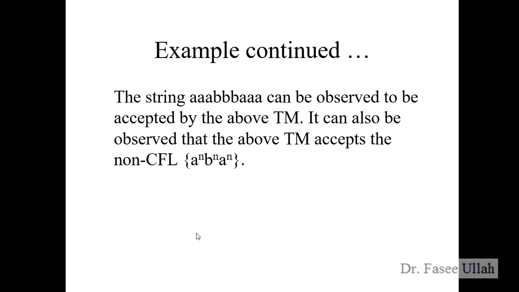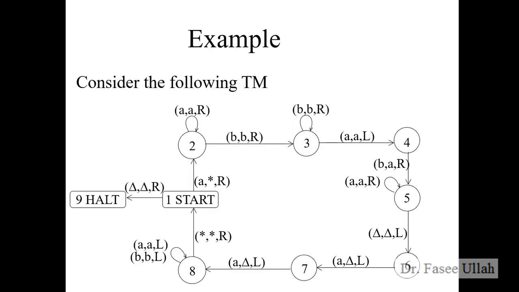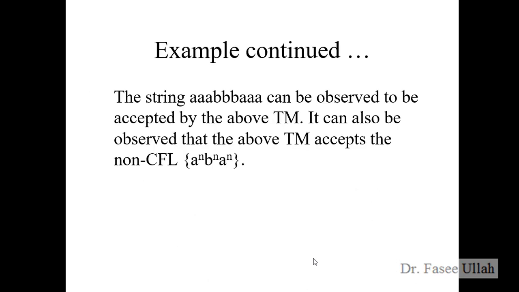The string AAABBBAAA can be observed to be accepted by the above machine. It is actually printing 3 times A, 3 times B, and 3 times A. It can also be seen that the expression for the above Turing machine could be A to the power n, B to the power n, A to the power n as well. Which also says this is a non-context-free language. Hopefully you understand this lecture as well.